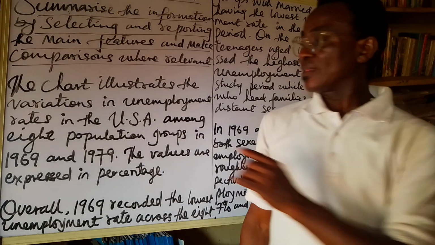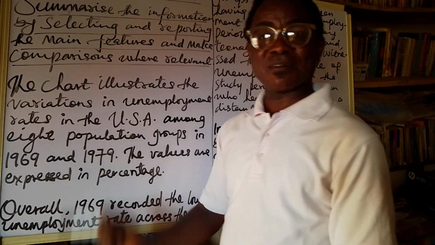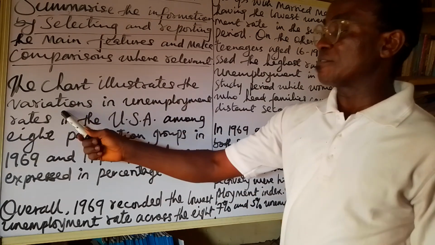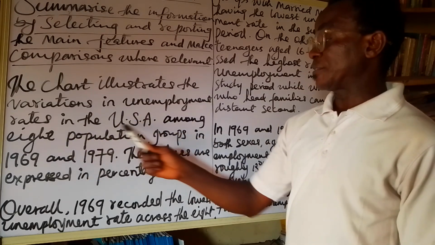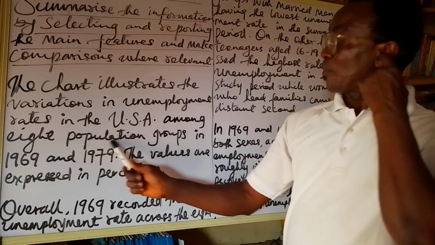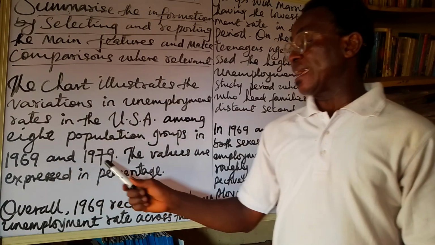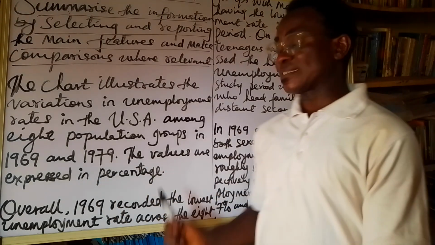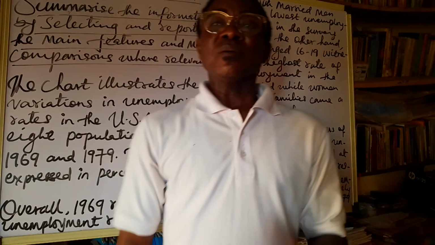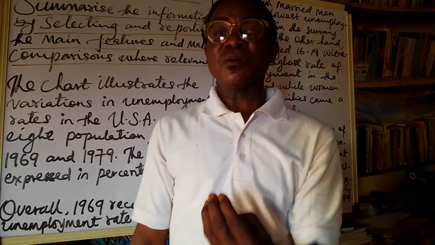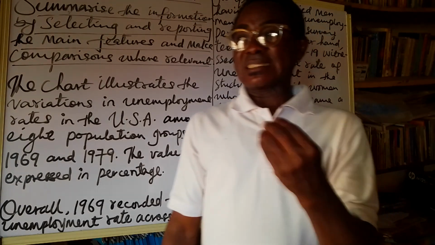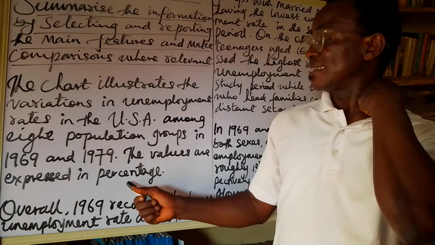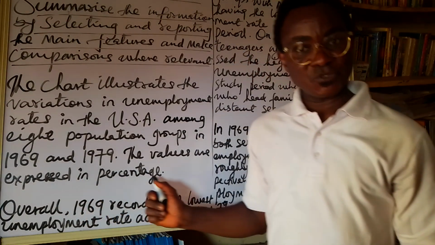The first paragraph reads, the chart illustrates the variations in unemployment rates in the USA among 8 population groups in 1969 and 1979. The values are expressed in percentage. Now, this last sentence is very important. If the topic or the theme or caption of the economic model does not state the units in which the values are expressed, you are to state it as the last sentence of your intro, just like we've done here.